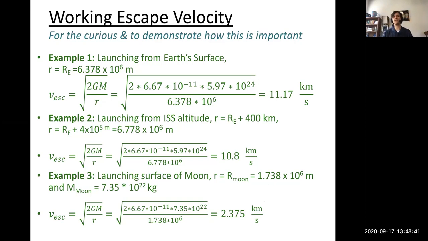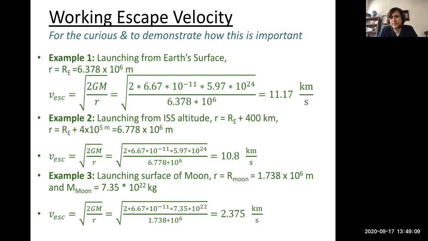Okay, so what if we wanted to build a moon base and launch from the surface of the moon? The moon has less mass than the Earth does. So it should be easier to launch from it. It does have a smaller radius, and those two will balance out. But just for the curious, why might we talk about building a lunar base and using that as our launching station to explore the solar system?